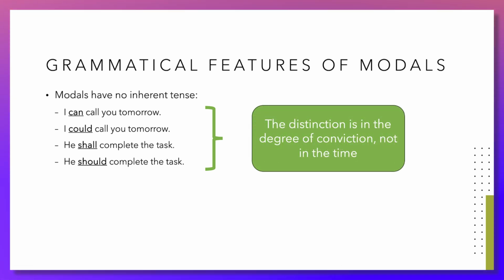The same goes for the distinction between shall and should. Shall expresses a strong order, almost a command. Should expresses advice. So while modal auxiliaries are finite, they have no tense per se.